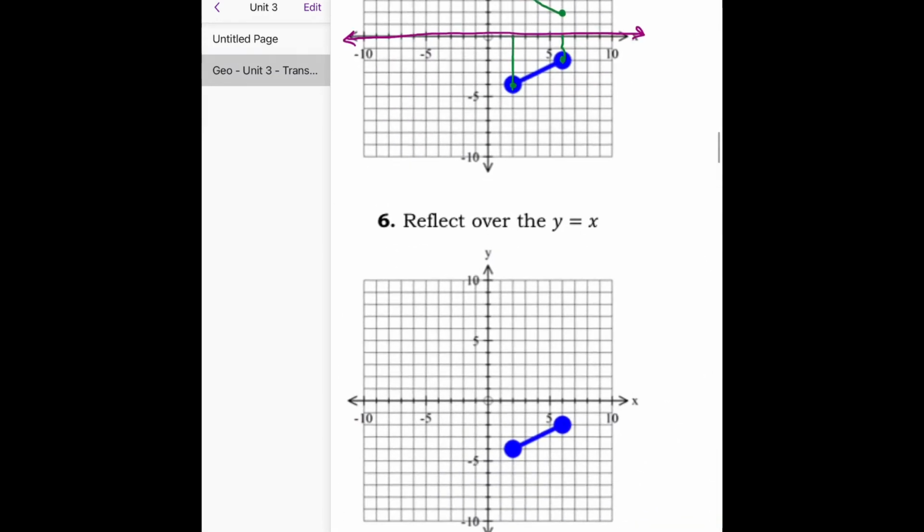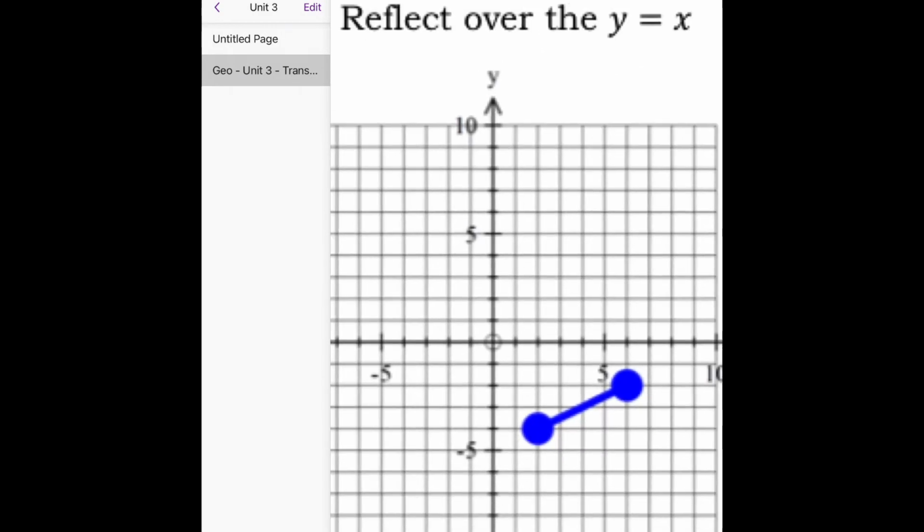Okay, number 6, reflect over y equals x. So y equals x is the line that goes through the origin and goes up 1, over 1, all the way to the corner. I'm going to just draw in my line.